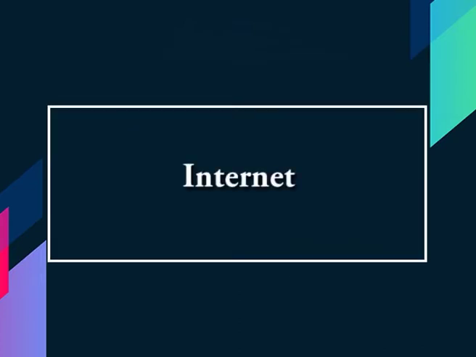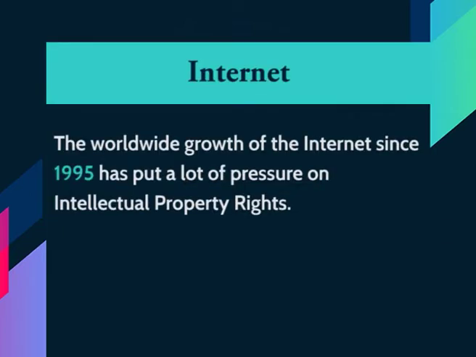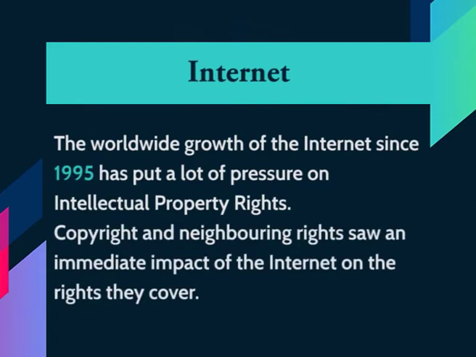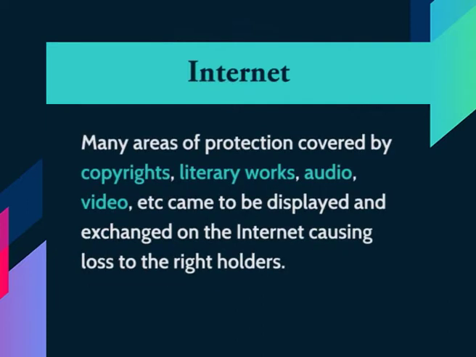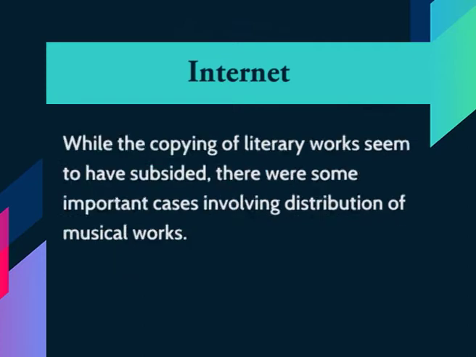Then we will discuss some other issues, the first one being the internet. The worldwide growth of the internet since 1995 has put a lot of pressure on intellectual property rights. Copyrights and neighboring rights saw an immediate impact on the internet on the rights they cover. Many areas of protection covered by copyrights, such as literary works, audio, video, etc., came to be displayed and exchanged on the internet, causing loss to the right holders. While the copying of literary works seems to have subsided, there were some important cases involving distribution of musical works.